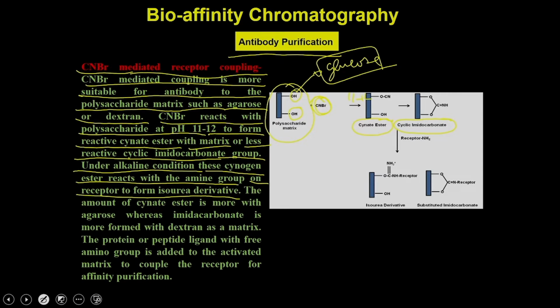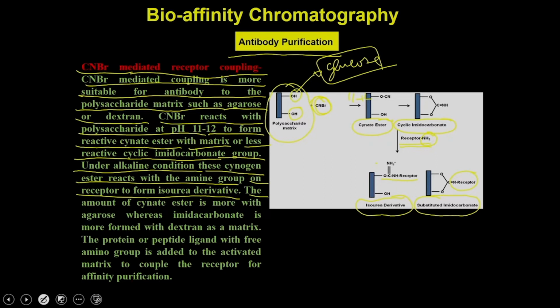So, once you have developed the cyanide ester, you can add your antigen, which contains free amino groups, and as a result the free amino groups are coupled to the matrix with the help of the isourea derivatives. In the case of cyclic imidocarbamate, it is going to produce the substituted imidocarbamate and the receptor is coupled to the matrix.